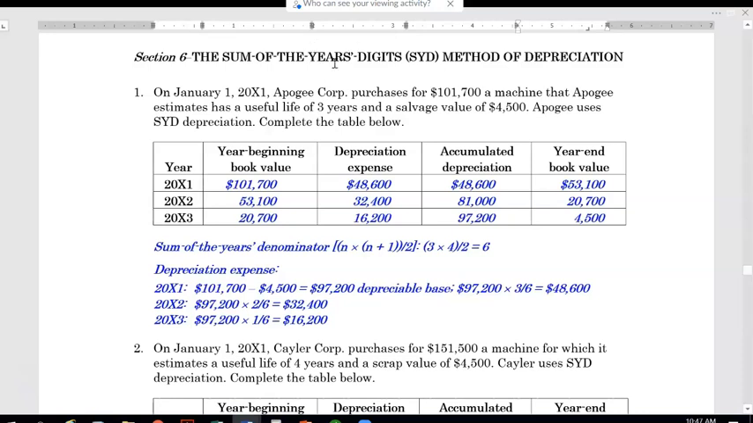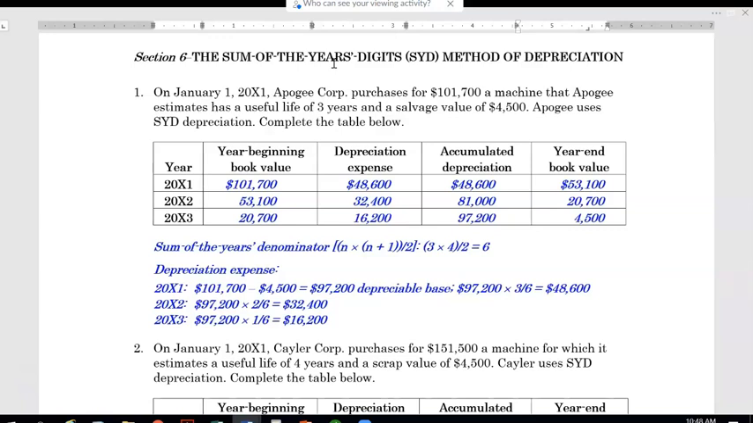Okay, but how is it anyway? Oh, by the way, sum of the years is not acceptable for tax purposes either. So it's very unique just as a method for GAAP, but not in taxes. For taxes, you can use straight line, same as GAAP. You can use double declining, same as GAAP. You can use 150% declining, same as GAAP. But sum of the years is not acceptable for taxes. Same as units of production is not acceptable for taxes either.